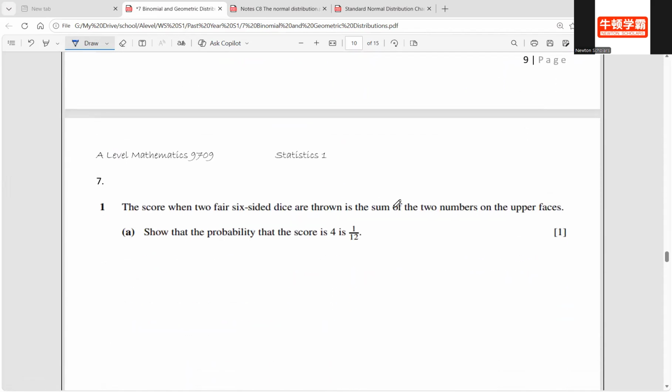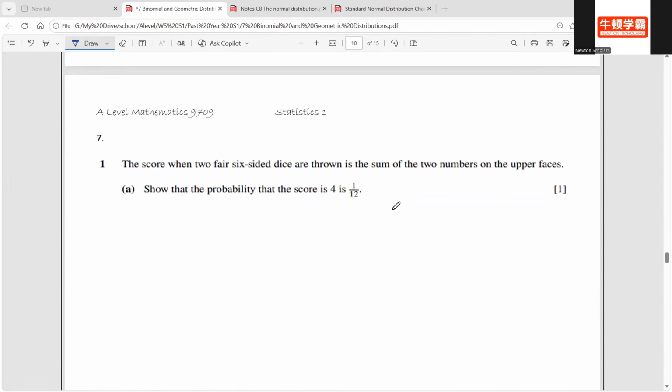Okay, next one, question 7. Same thing, this is only the general information. We have 2 fair 6-sided dice, 1, 2, 3, 4, 5, 6. He said the sum of the two numbers, meaning it's plus. Let's see what he's asking. Find the probability that the score is 4.